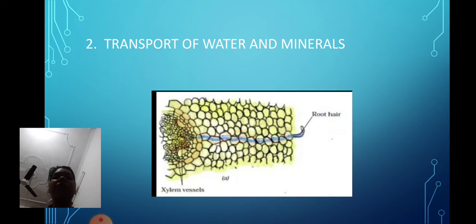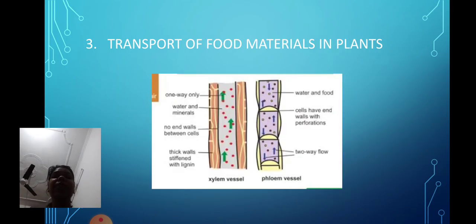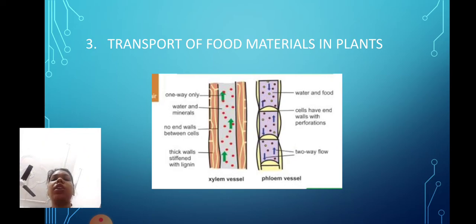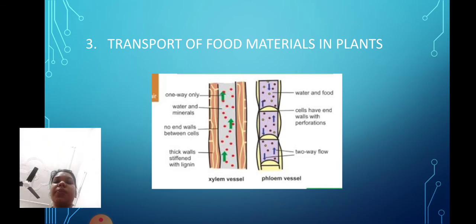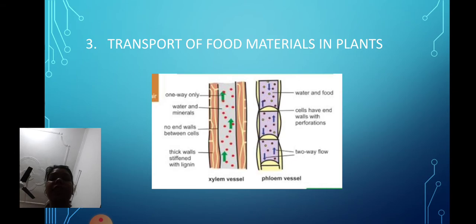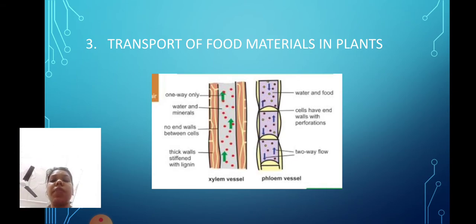Name the part of plant that prepares food. Yes, leaves prepare food. How does transport of food material take place in plants? Okay, the food manufactured in the leaf is transferred to different parts of the plants. The transportation of food materials from leaves to other parts of the plants is carried out by the tissue called phloem, and the process is called translocation.